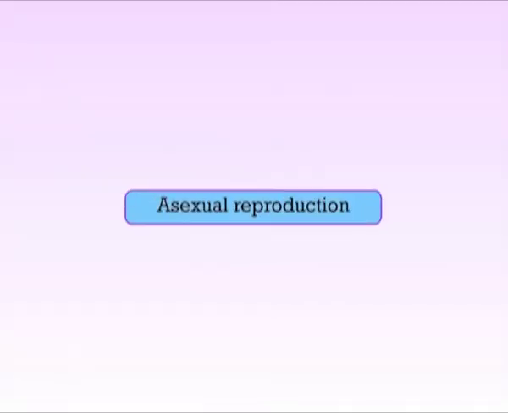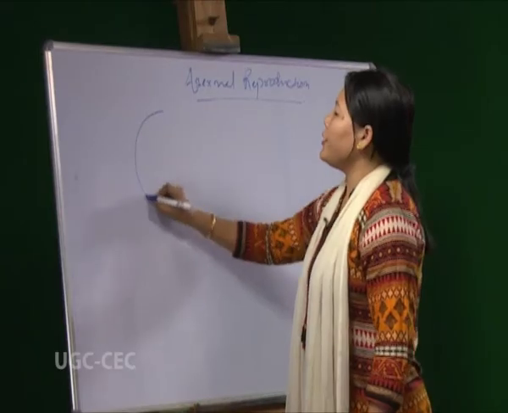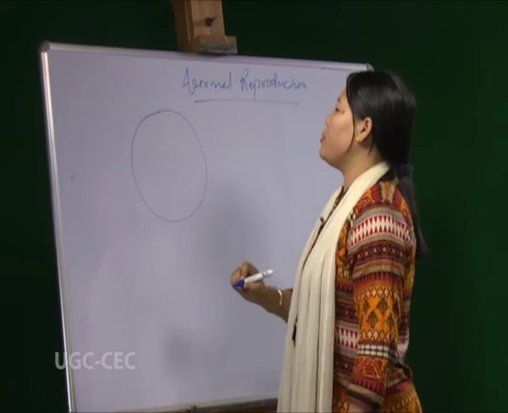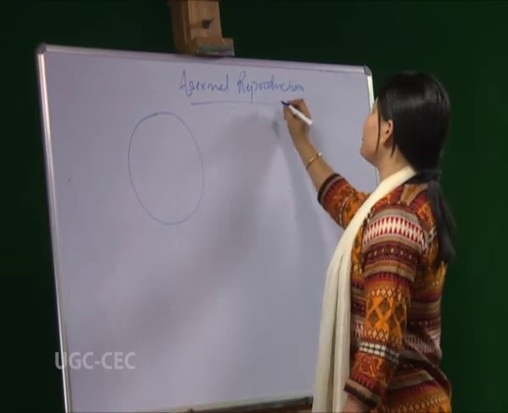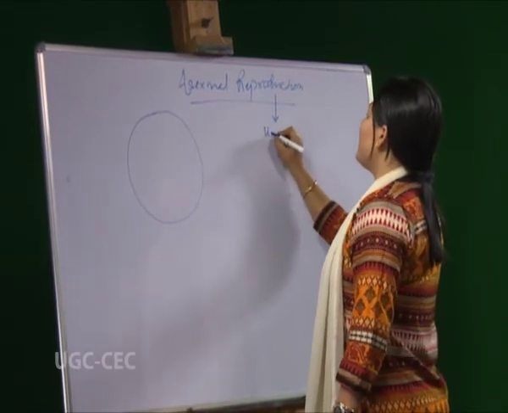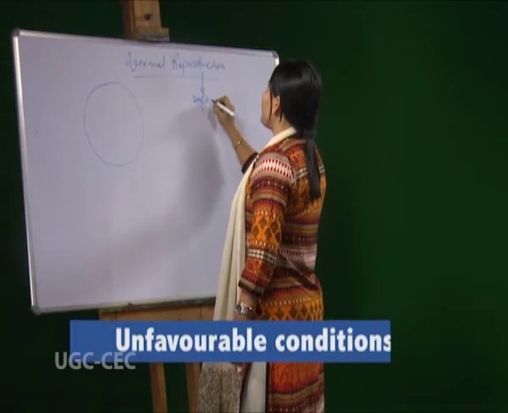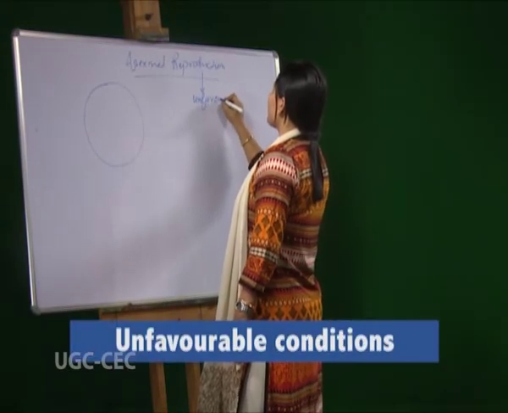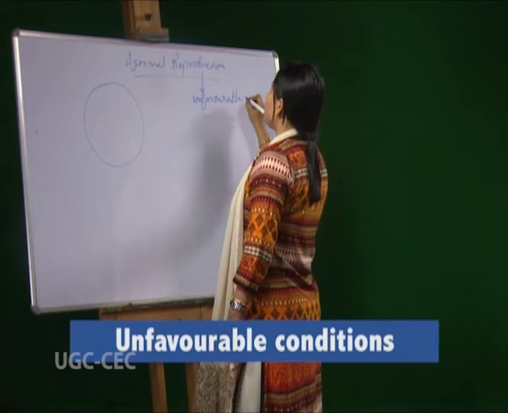Next, we'll come to the asexual method of reproduction. Asexual reproduction will take place under unfavorable condition.